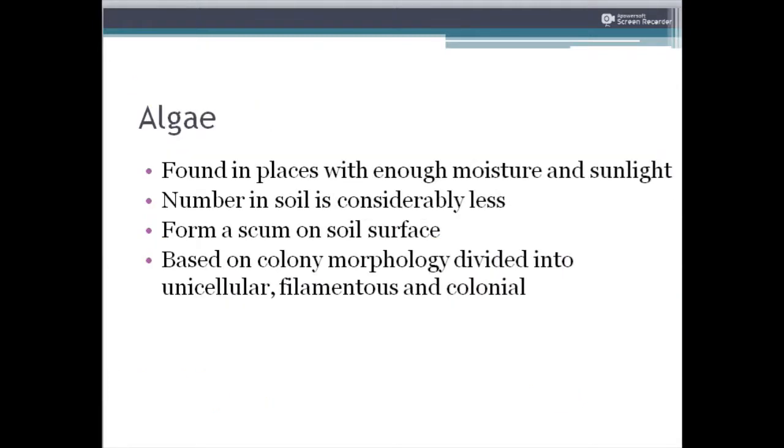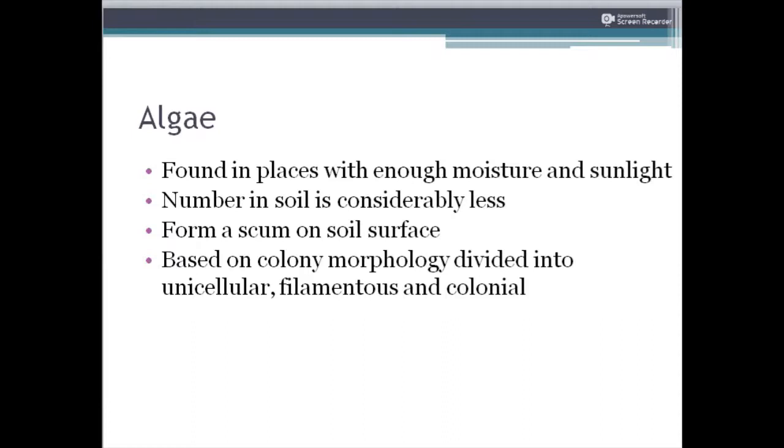Now let's talk about another microflora of the soil referred to as the algae. These algae are found in places with enough moisture and sunlight, and their number in the soil is considerably less. Usually on the surface of the soil, they will form a scum-like structure.